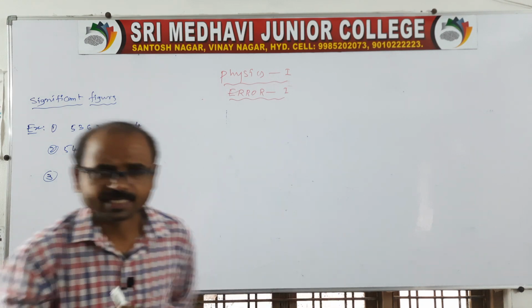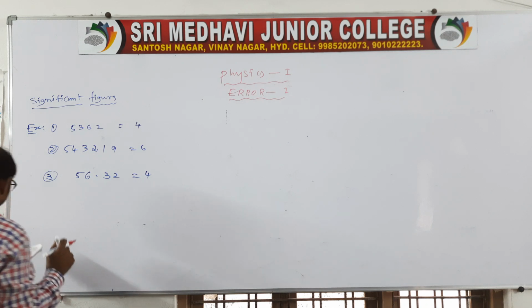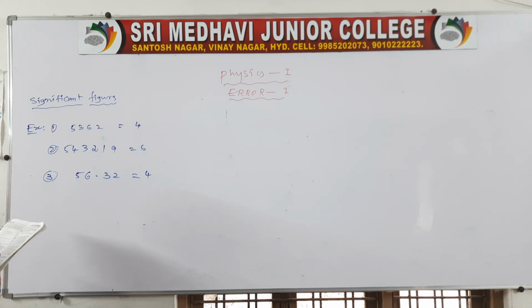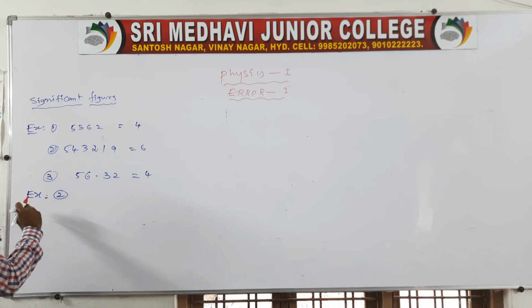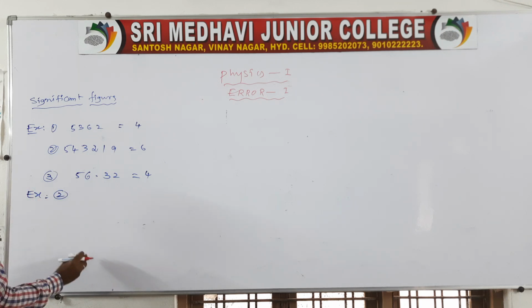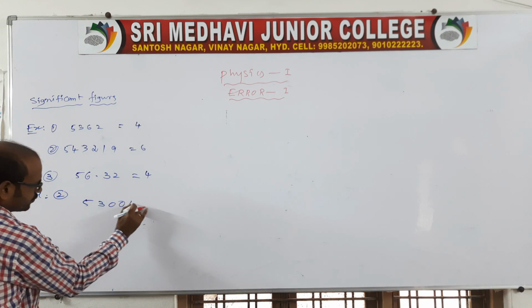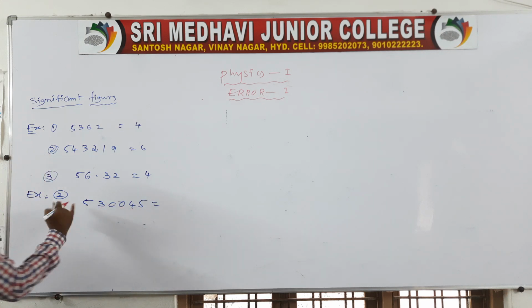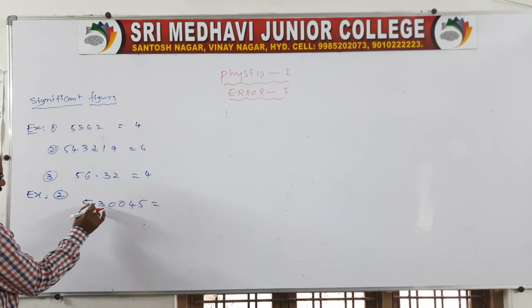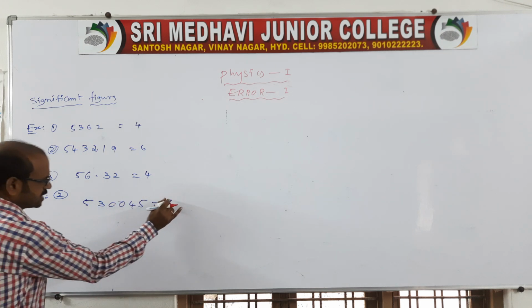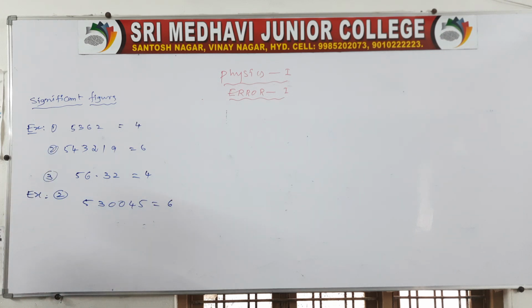Now the second rule: all zeros occurring between the numbers. For example, 5, 3, 0, 0, 4, 5. If zeros are between the numbers, then you count 1, 2, 3, 4, 5, 6. So this is a significant number.